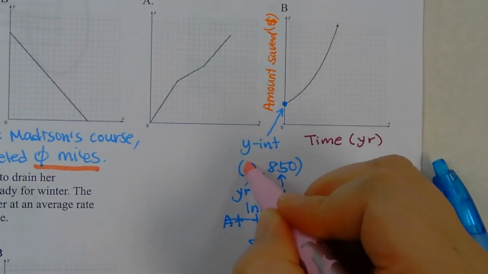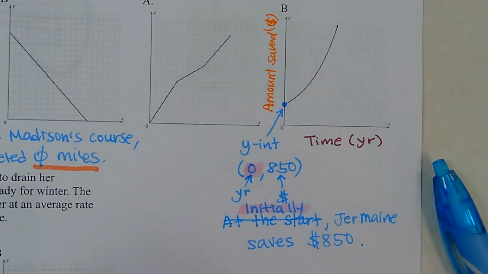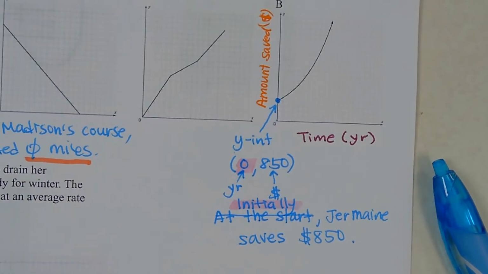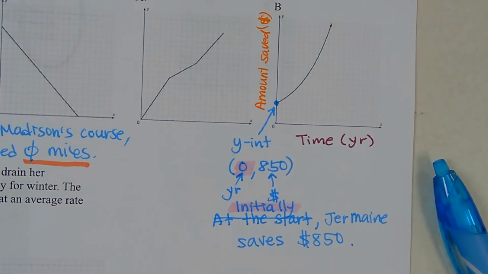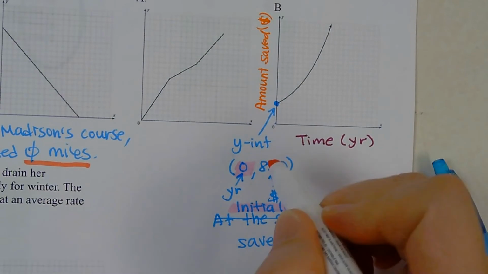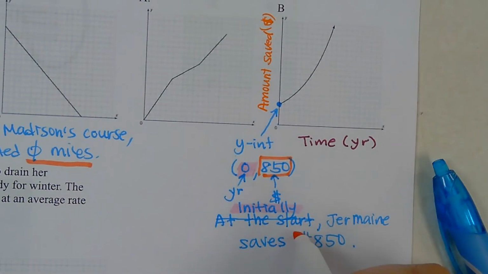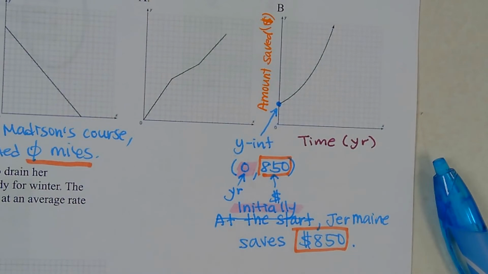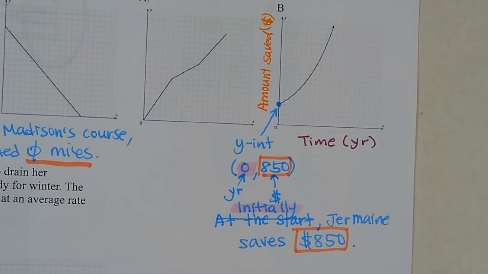All right, so where are you seeing the 0 years? The 0 years is represented by the word initially, because that means at the start. And then $850, that one's a little more obvious to see, because that's how much we're stating that he is saving. All right, so we got all of that in there.